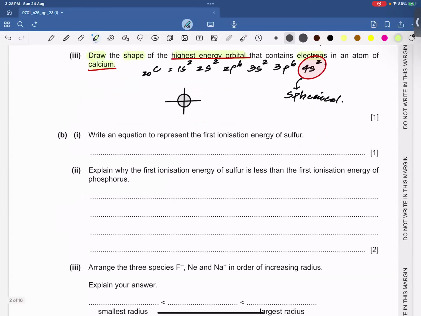Next part of the question is: write an equation to represent the first ionization energy of sulfur. Sulfur and first ionization energy, which means 1 electron is lost from its valence shell. So this is 1 mole of gaseous neutral sulfur atom. When it absorbs energy, obviously it's going to lose 1 valence electron. And as a result, it will turn into 1 mole of gaseous monopositive ion. Monopositive ion means it carries 1 plus charge, and this is going to be your electron. Okay, and this negative sign is basically the charge of the electron.